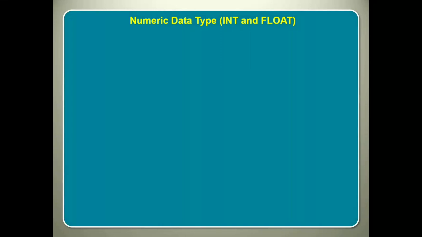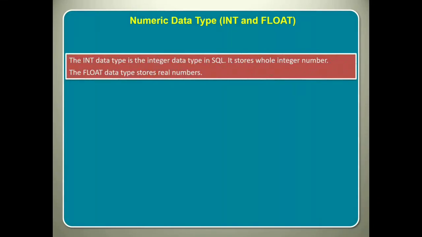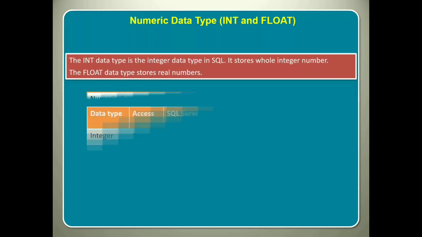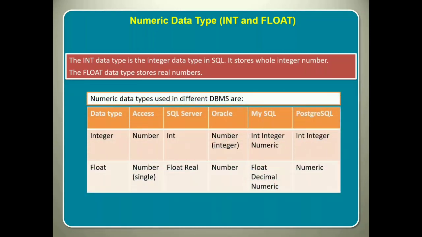Next data type is int or integer. The int data type is the integer data type in SQL. It stores whole integer numbers. Moving ahead to the next data type, float. The float data type stores real numbers. The on-screen table gives possible numeric data types used in different DBMS.